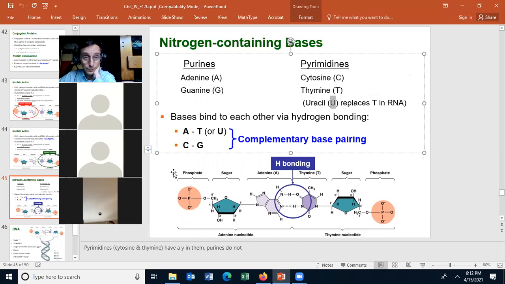All right. The bases bind to each other via hydrogen bond. The A and the T hydrogen bond to each other, and they do so twice. So A and T, this is thymine or T, this is adenine or A. They bind together with 2 hydrogen bonds. C and the G are complementary to each other, and they also bind to each other, but they bind 3 times. 3 hydrogen bonds between them.